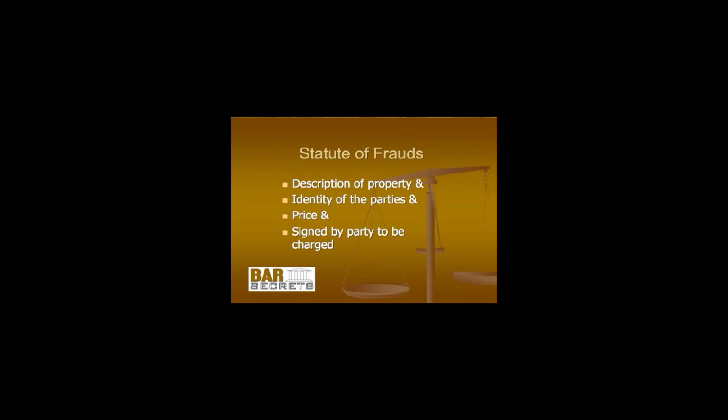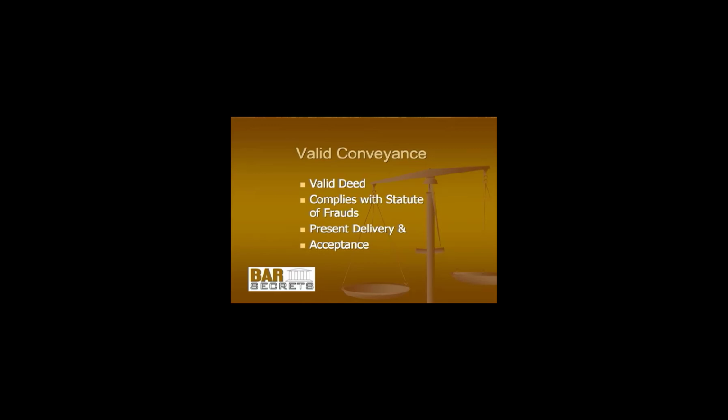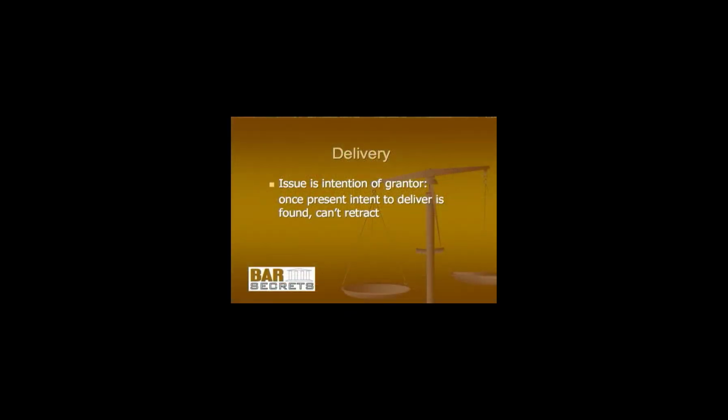And valid conveyance means, first of all, a valid deed that complies with the Statute of Frauds. We need present delivery, and we also need acceptance. Now, the law broadly construes acceptance, but present delivery is not so broadly construed. What do we need to have a valid present delivery? The issue is the intention of the grantor. We need a present intent to deliver. And once that's found, the grantor can't retract that delivery.